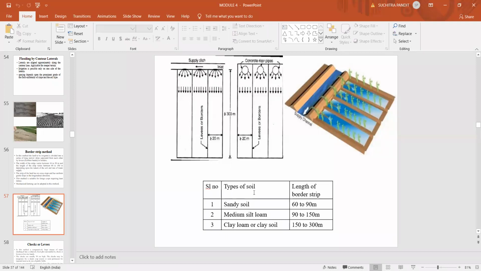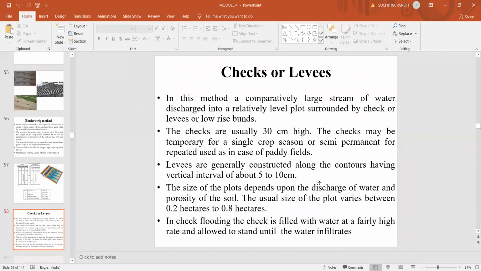So here the type of soil and the length of the border strip. The length of the border strip may depend on the type of soil. Especially in case of sandy soil, the length is about 60 to 90 meters, because sandy soil is highly permeable. Hence, the length of the border strip is in between 60 to 90 meters. And if it is a medium silt loam, the length may be between 90 to 150 meters. And especially in case of clay soil or clay loam, the length may vary between 150 to 300 meters.